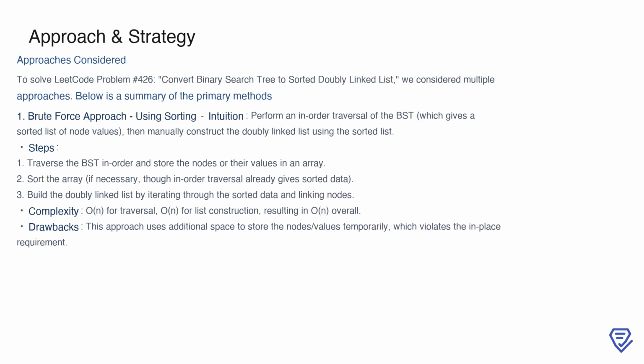To solve the problem of converting a binary search tree into a sorted doubly linked list, we evaluated several approaches. The first method we considered was the brute force approach, which involves performing an in-order traversal of the BST. This traversal naturally provides the nodes in sorted order. Once we have the nodes or their values stored in an array, we can manually construct the doubly linked list by iterating through the sorted array and linking the nodes together.